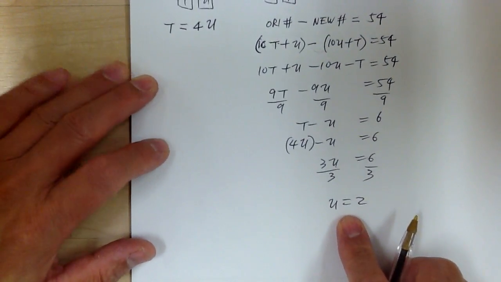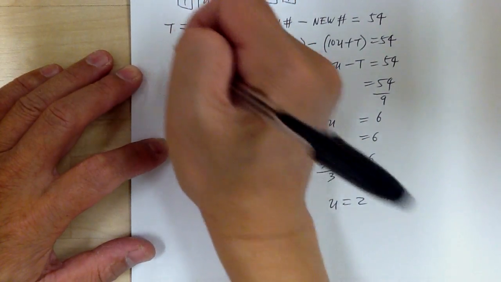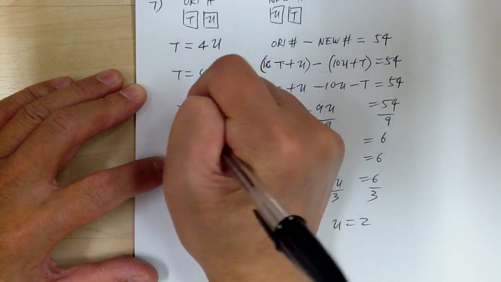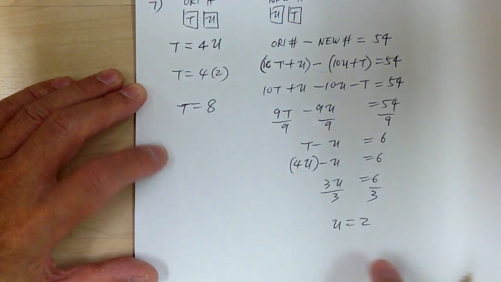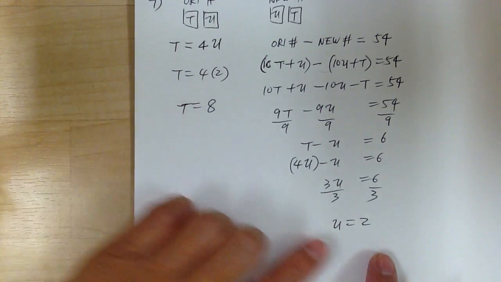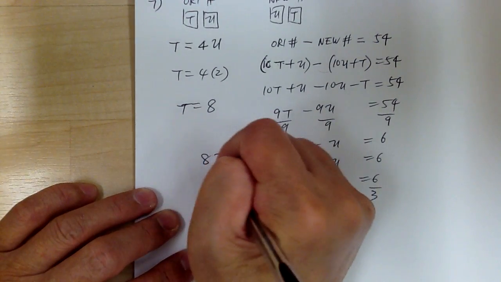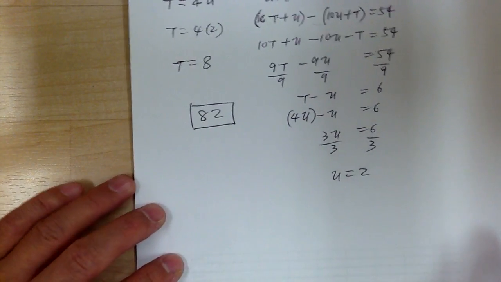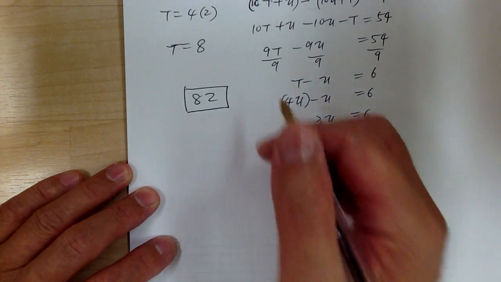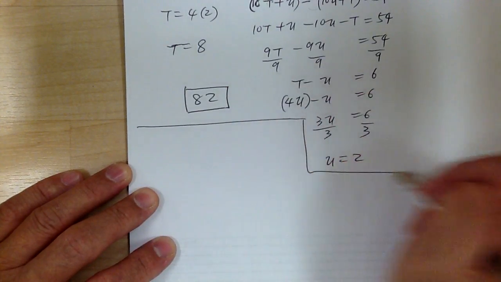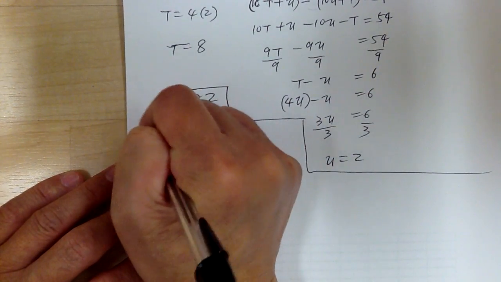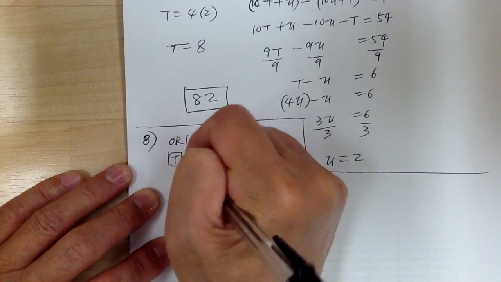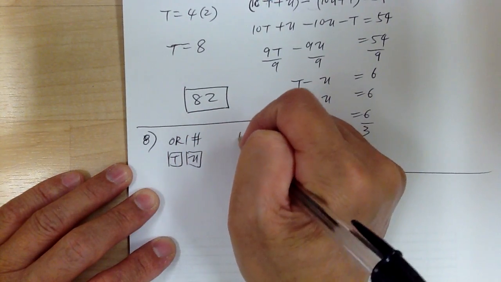So once you find u equal to 2, you come over here. You can solve for t. Right? So t equal to 4 times 2. So t equal to 8. And so in this case, you got t equal to 8, u equal to 2. So your original number is 82. Okay, let's go to number 8. So again, you got the reversals. So you got the 10th digit, unit digit, and this is the new number.